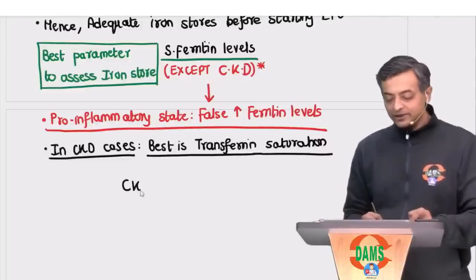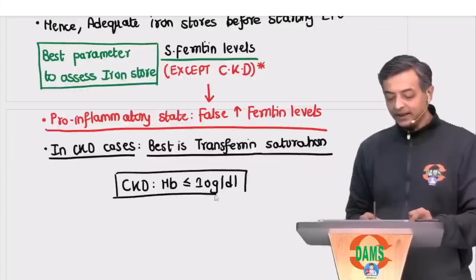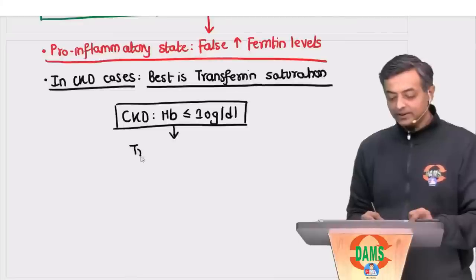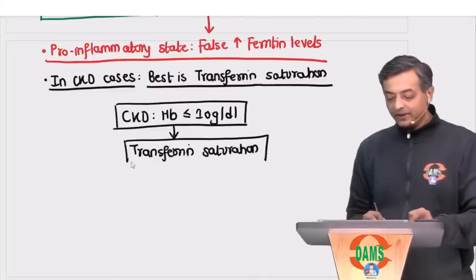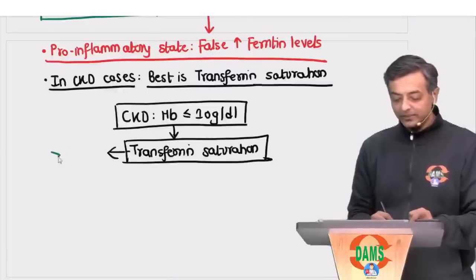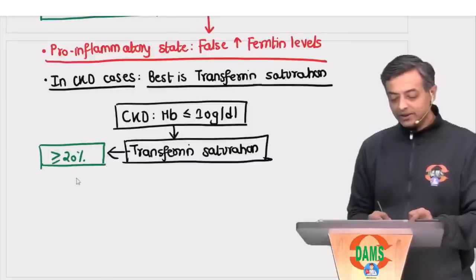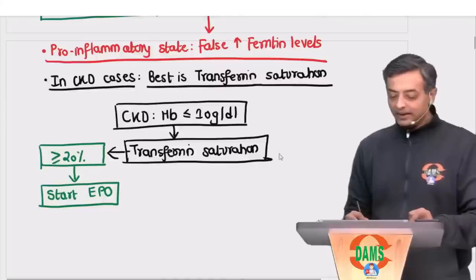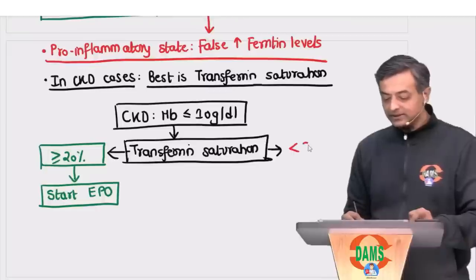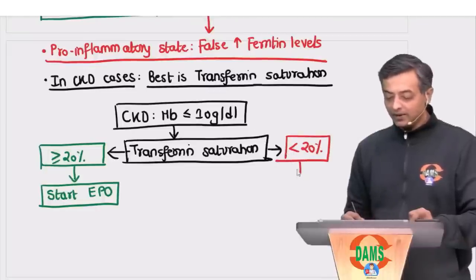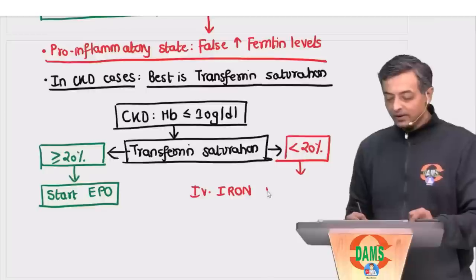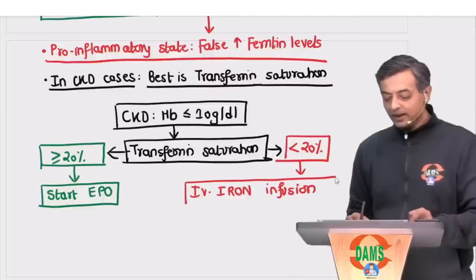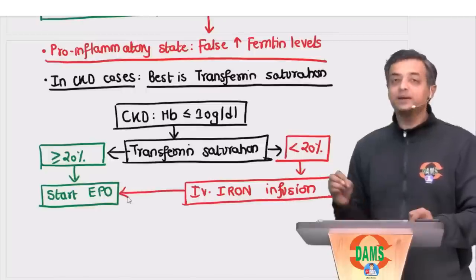So whenever a patient with CKD is presenting with hemoglobin less than 10 gram per dL with anemia in CKD, what do we want to measure? We want to measure transferrin saturation. If the transferrin saturation is more than 20%, that means adequate iron store is there, and you start the patient on erythropoietin therapy. But if the transferrin saturation is less than 20%, inadequate iron store, you first give IV iron infusion, and after that you start erythropoietin therapy.